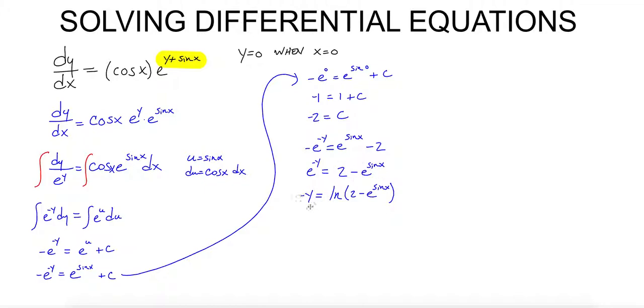Okay, and the last thing we have left to do is to divide the negative over. So we're going to get y is actually equal to a negative natural log of 2 minus e to the sine x. And that there is our particular solution, or our specific solution, to this differential equation when given this initial condition. So what that means is that this function here not only goes through the point 0, 0, but if I differentiate with respect to x, I should get cosine x times e to the y plus sine x.